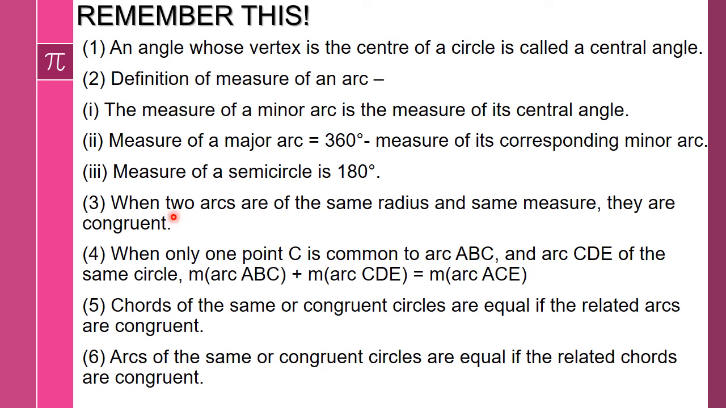Now when two arcs are of the same radius and same measure, they are congruent. So two arcs with equal measures and the same radius, we can call them congruent arcs. Now when only one point C is common to arc ABC and arc CDE, we can add their measures to get the measure of the bigger arc, that is arc ACE. Next, we learned two theorems. Chords of the same or congruent circles are equal if the related arcs are congruent. Similarly, arcs of the same or congruent circles are equal if the related chords are congruent. So, the theorem and its converse.